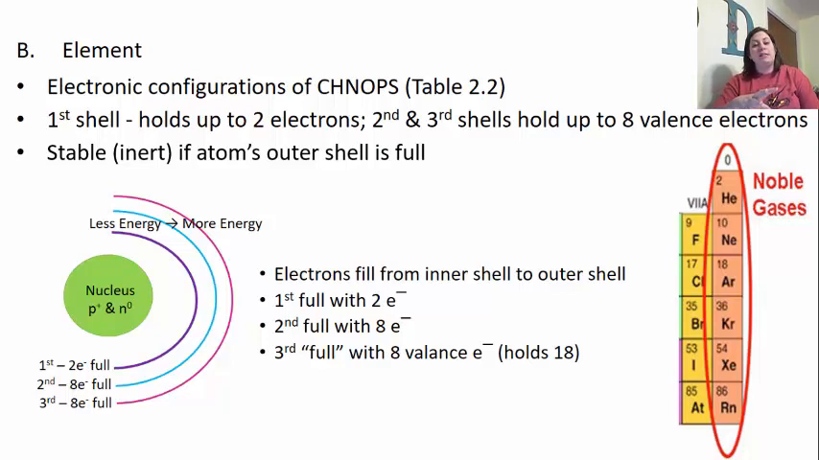So when we look here at this particular picture, electrons fill from the inner shell to the outer shell. The first shell is happy when it has 2 electrons. The second and third are going to be happy when they have 8, or full when they have 8.